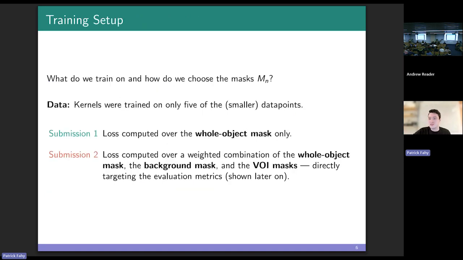Okay, so what do we actually train on? And how do we choose these masks? First of all, the data: we only train on 5 of the smaller data points, just because it was quick and easy, we just chose 5 of them. We have two different submissions, which just depend on which masks we use in this loss. The first submission was just looking at this whole object mask, so all of the object. The second submission was because of the way the PATRIC 2 submissions were evaluated. We tried to use a combination of different masks, so look at the whole object, the background, and different volumes of interest.